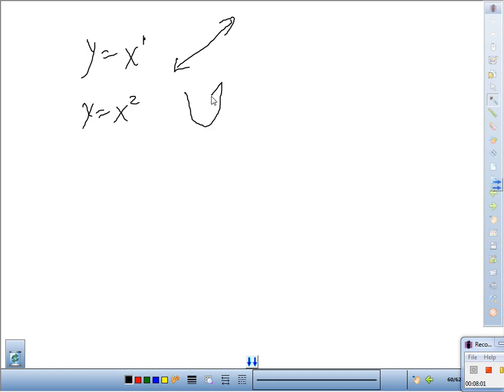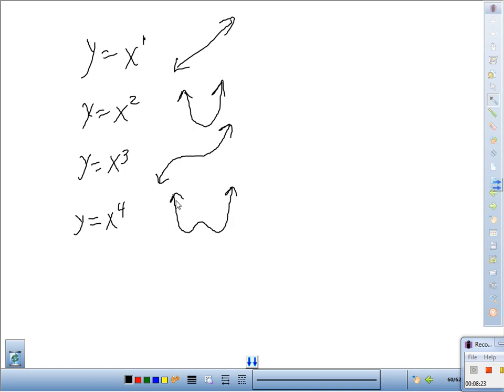What does that look like? A parabola. Starts at the top and it ends at the top. It goes from left to right. From there we went to y equals x cubed. And it goes like this. Starts at the bottom and it ends at the top. From there we went to y equals x to the fourth. That one looks like this. It starts at the top and it ends at the top, but on the other side.